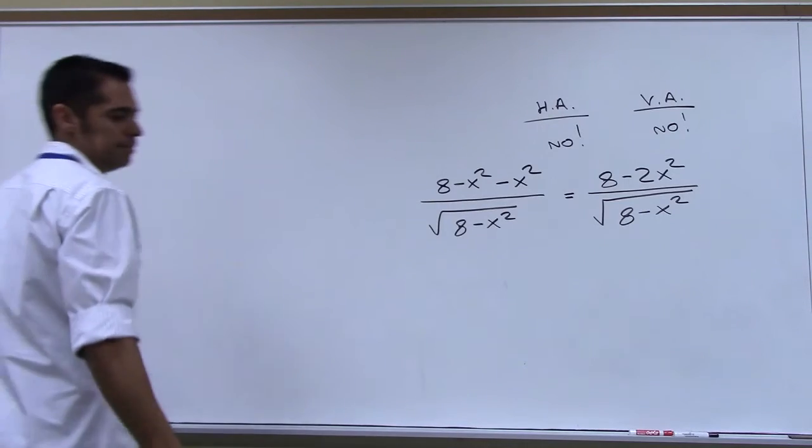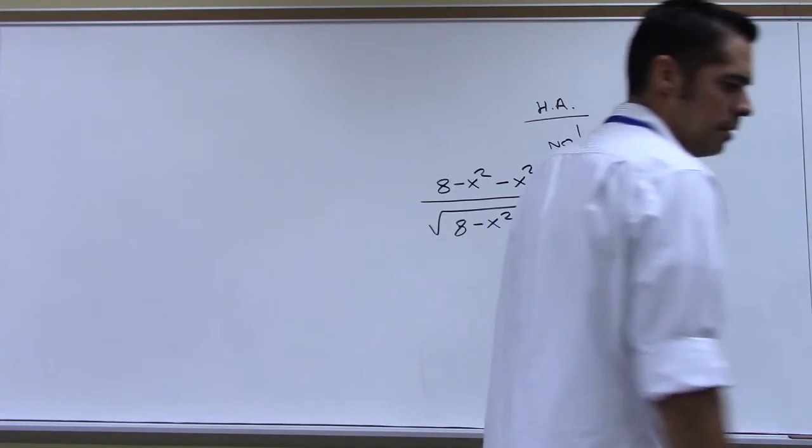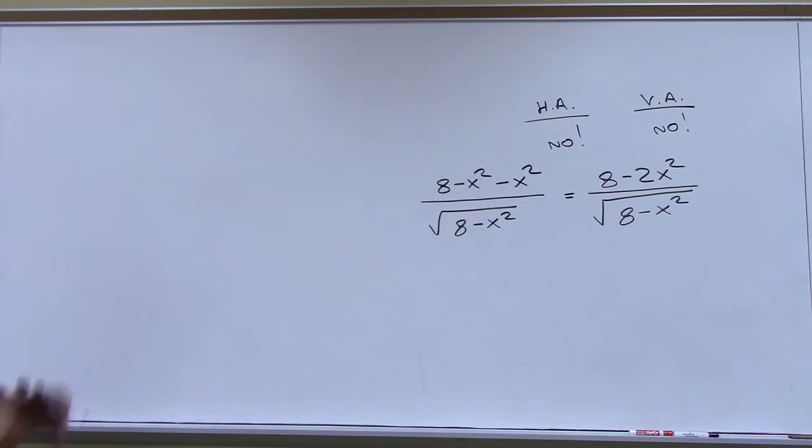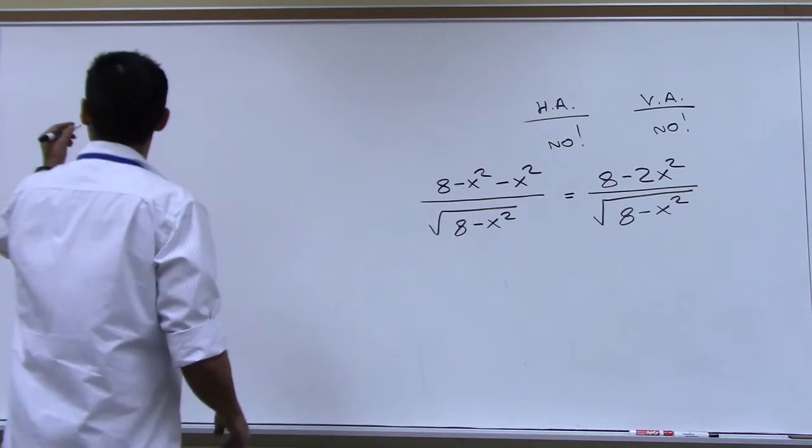And if we want to move it to power rule, it would be just 8 minus 2x squared times 8 minus x squared to the 1/2, quantity to the negative 1/2. Yeah. Which you're welcome to do, but I'm going to go with quotient rule.